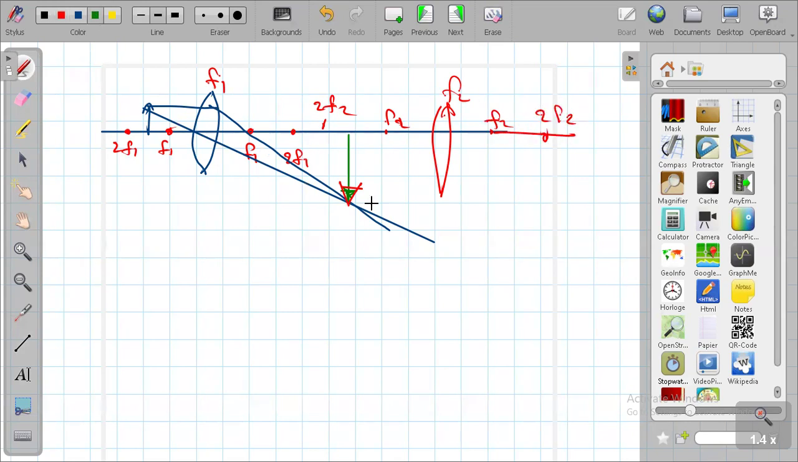Now tell me one thing. This is a real object. This is a real image. So this is U for the first lens. This is the V for the first lens, V1. Now, the second lens, our eye is somewhere here. Does the second lens see this object as an image or directly? How does the second lens see? Tell me.